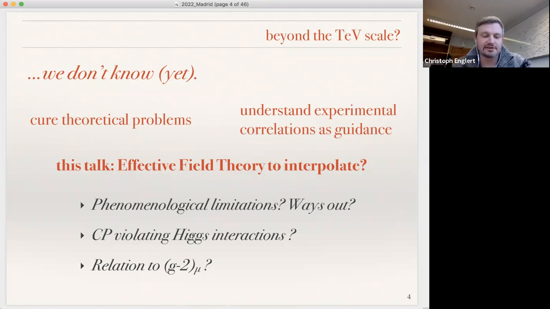And then towards the end, as I already said, I would like to draw a little bit of a different angle on the G-2 excess for the muon. Please interrupt me at any point. Happy to answer any questions. Obviously, discussions remotely are always a little bit more difficult, but I'll try my best.